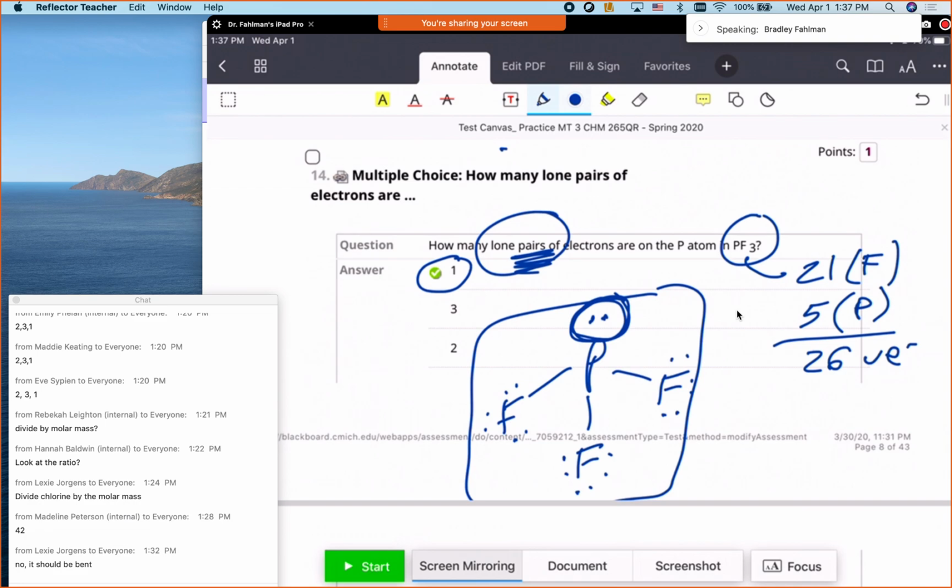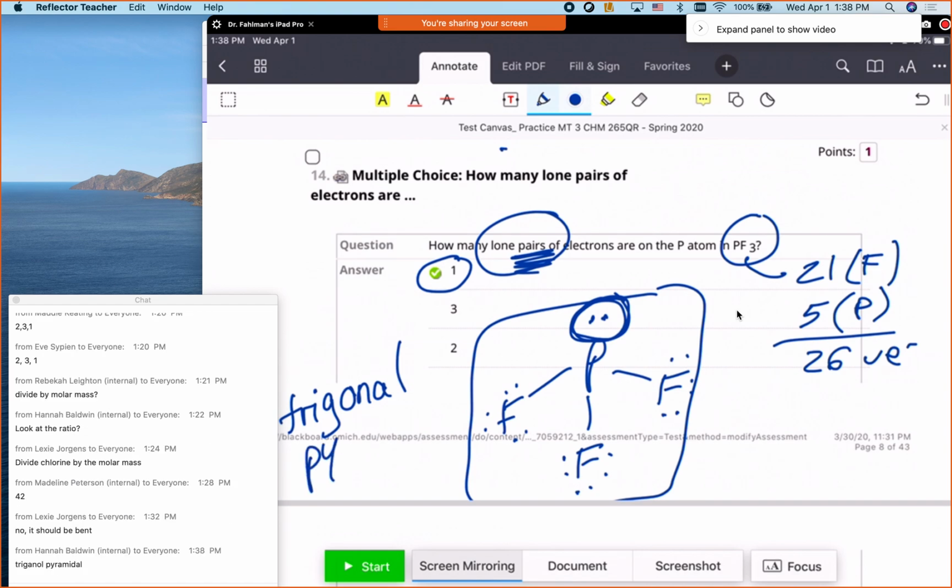Okay, and here's a question for you. What is this shape? So this is one of those 5 shapes that you should know. You've got 3 things bonded to the central atom, so it's trigonal something. Trigonal pyramidal, correct. If you have a lone pair on the central atom, it's trigonal pyramidal.